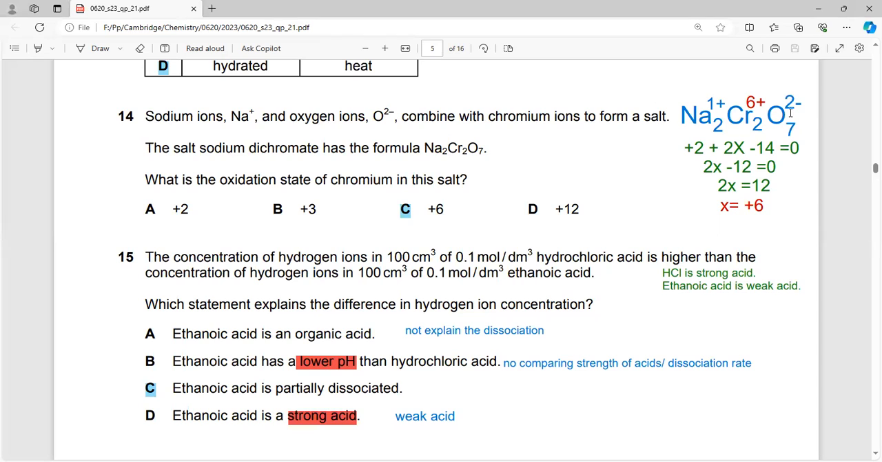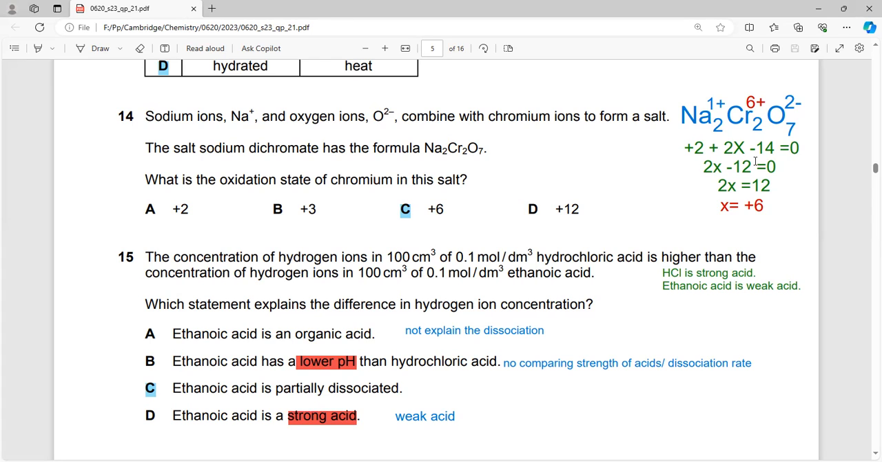The oxidation state of oxygen is -2, so we can make an equation. For sodium, 2 multiplied by +1 produces +2 oxidation state overall. Plus the chromium, there are 2 atoms, so we can write 2x because we don't know it, minus 7 multiplied by 2, that's -2 oxidation state, which produces -14, equal to 0. So here we produce the equation.